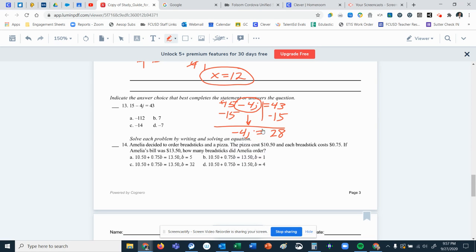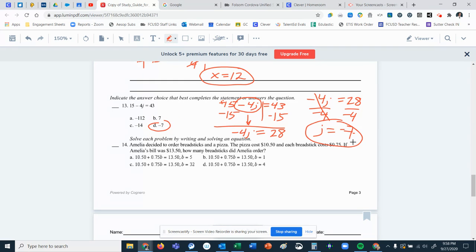I'm going to need to copy it where I can write. Minus 4j equals 28. And so now, since minus 4 is multiplied by j, I'm going to divide by minus 4. And I get j is equal to a negative 7. Right. So my correct answer is D here.